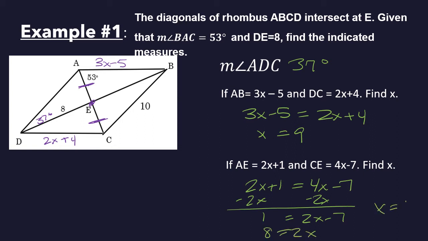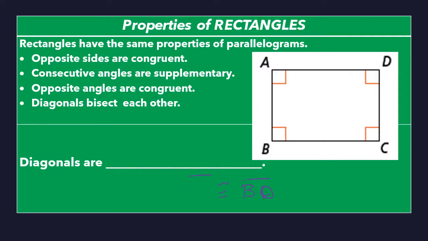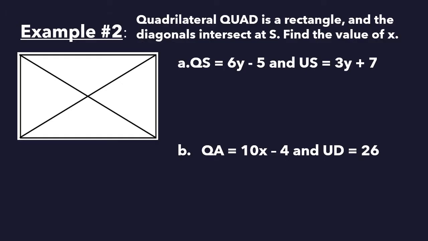And in the end, I get that x equals 4. All right, moving on, rectangles. So again, rectangles have all the problems. All right, so doing some examples.